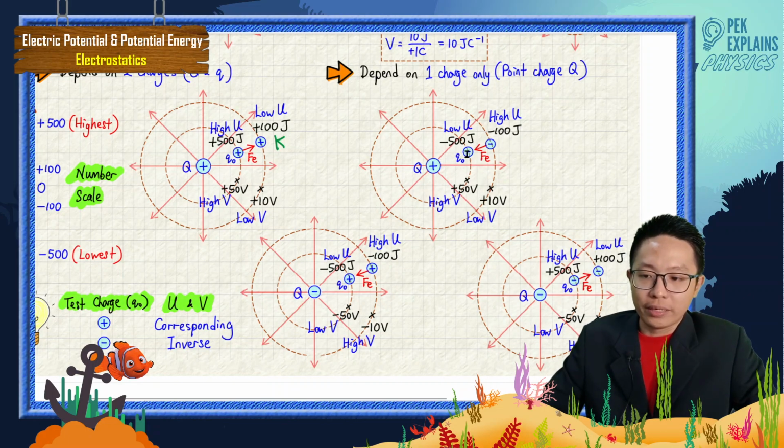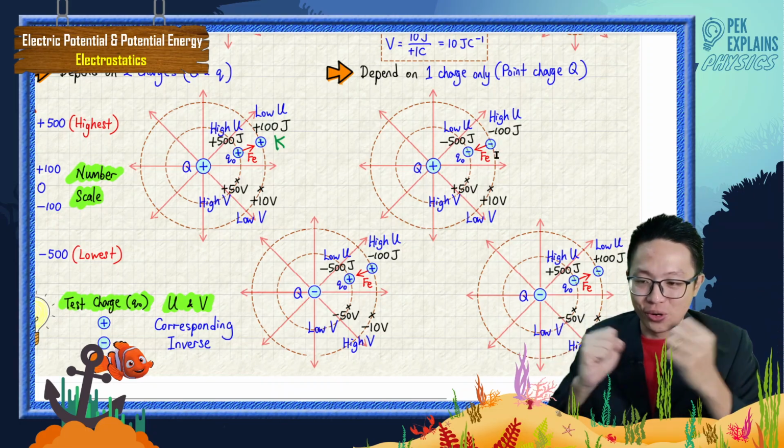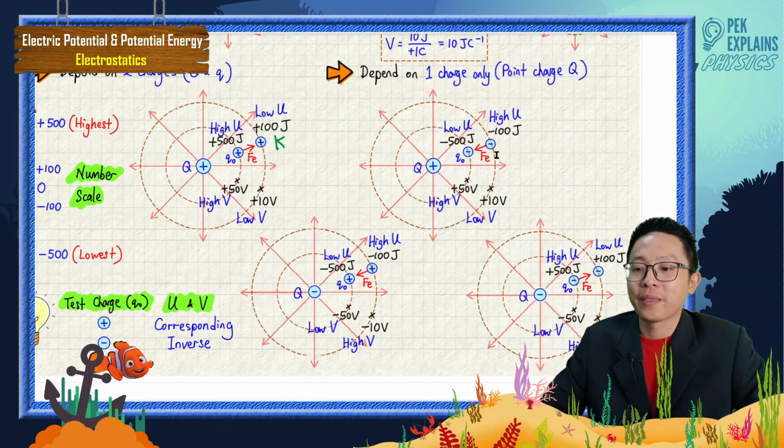Why, when the test charge is further away from the positive point charge, does it have a higher potential energy, whereas when the test charge is nearer to the positive point charge, it has a lower potential energy? Why does it have higher potential energy when further away instead? Because between positive and negative, opposite sign charges, they have an attractive force.